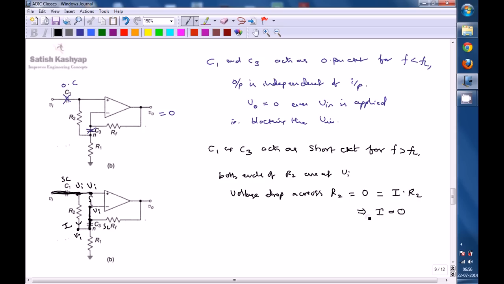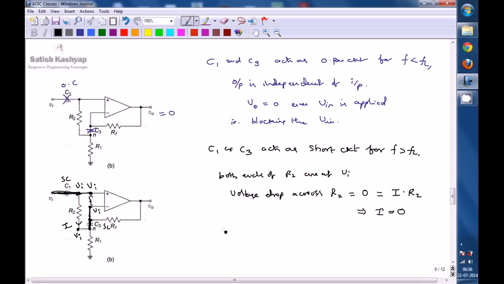So ideally the current flowing through R2 is going to be 0, because whenever the capacitors act as a short circuit, it is present between the inverting and non-inverting terminals. Across that, a virtual short is going to exist, that forces the voltage across R2 to become 0. That makes the current flowing through R2 become 0.